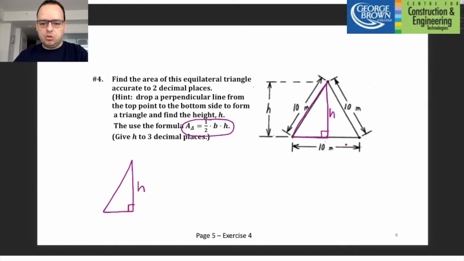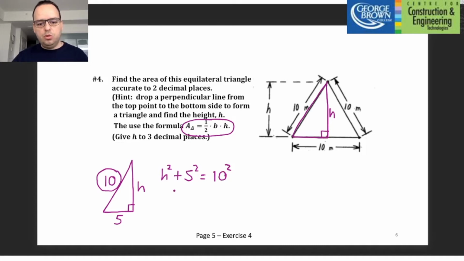What's the base of this triangle? Because of symmetry, it'll be half of 10, so 5. And that's in meters, but I will omit the units for now. This side length is still 10. So what we can do next is find the height using the Pythagorean theorem. What is the longest side on this triangle? Well, it's 10. So just make sure the 10 goes by itself. So we have h squared plus 5 squared is 10 squared.